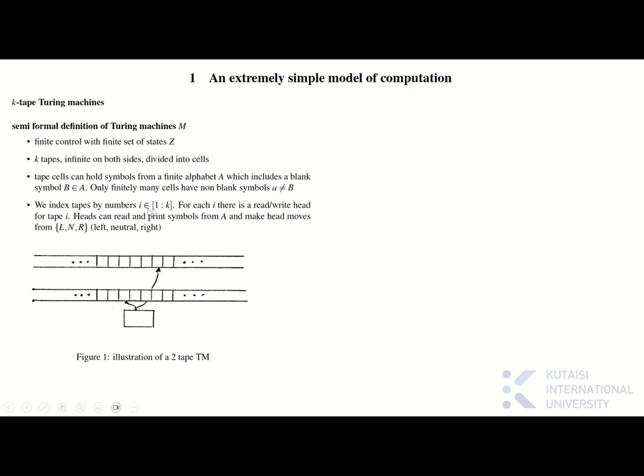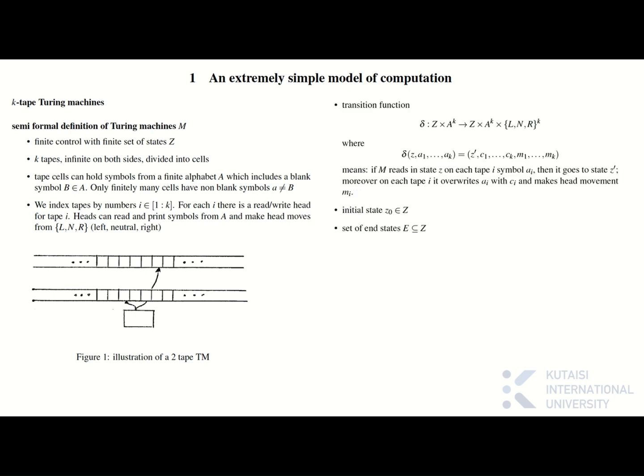And we index each tape from 1 to k, so tape 1, tape 2, tape 3. And for each i, there is a read-write head for tape i, so a head that looks here and looks here. And a head can read and print symbols from A and make head moves left, neutral, and right.